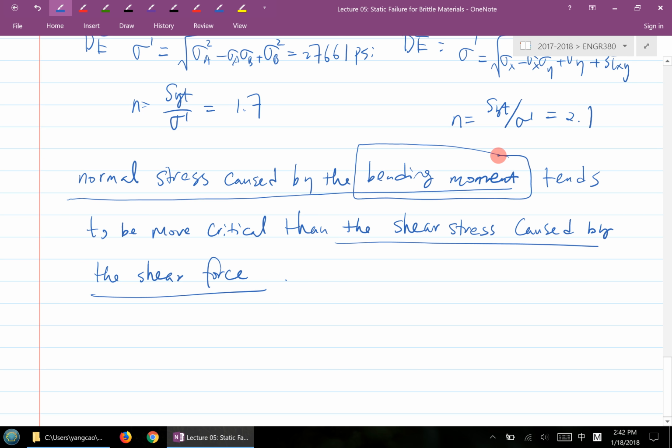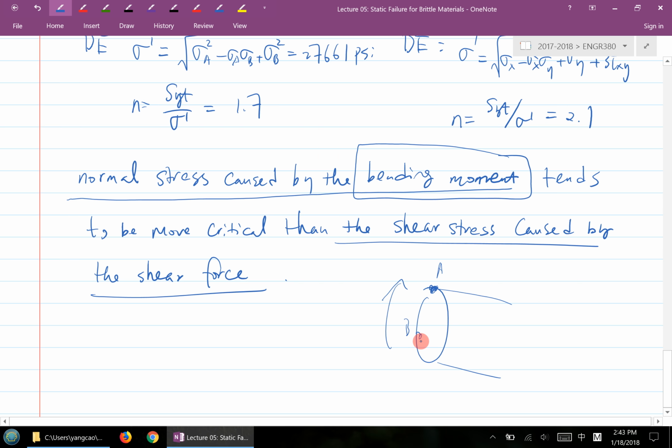Because the shear force at the A location is 0, right? So that tends to be more critical than the shear stress caused by the shear force. Okay, so anytime in the future, if we have a shaft, we'll just usually pick this top location here, and that tends to be more critical than the B location. That's basically the conclusion from this example here.